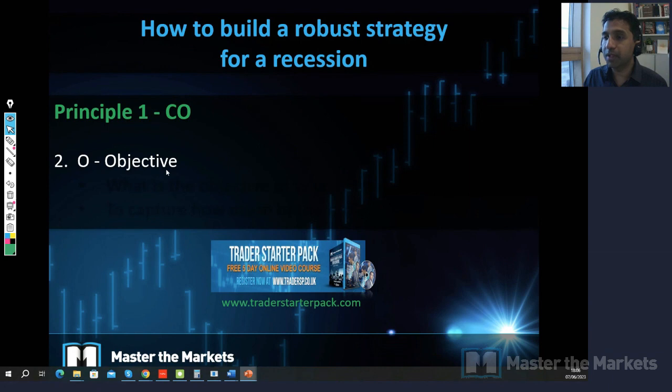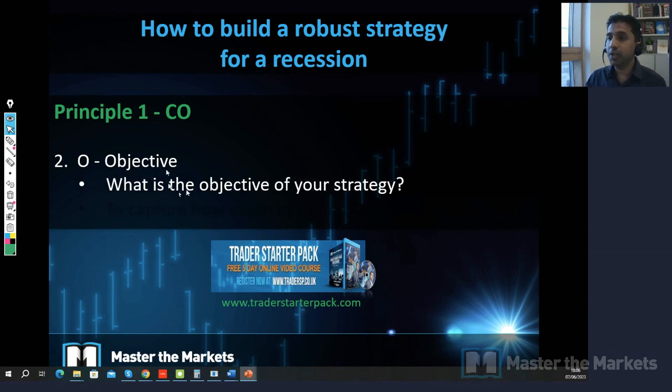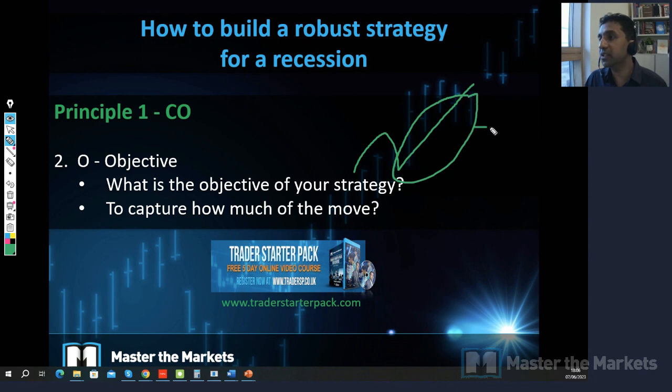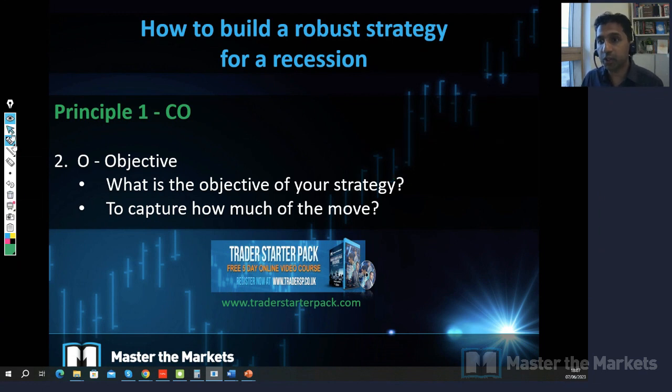So over here, as I said, what's the objective of your strategy? You can say it's to capture how much of the move. Usually, as swing traders, do you know how much you really want to capture? Ideally, you're looking to capture about 70% of the move before it turns and becomes a top. That's what you want to be looking at. That's the objective of a strategy.